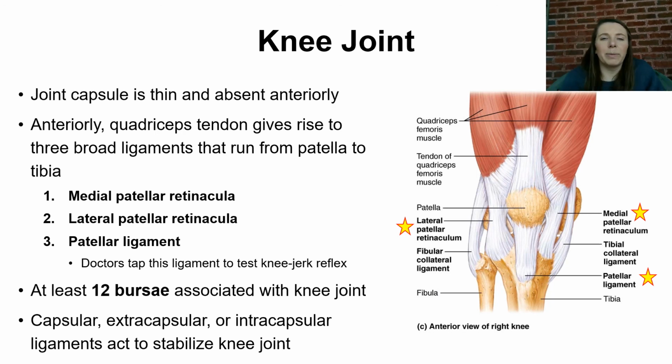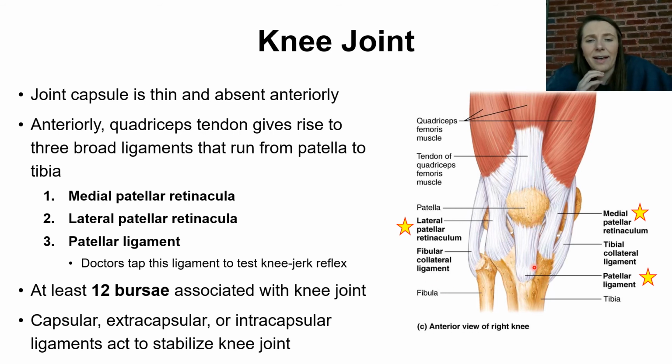So a little bit more about the knee joint. The capsule of the knee joint itself is actually really thin, and there is not a capsule anteriorly, so kind of on the front side of the knee. So instead, the quadriceps tendon is actually going to give rise to 3 really broad ligaments that are going to run from the patella to the tibia. So that's what you see kind of happening here. It's going to give rise to this.